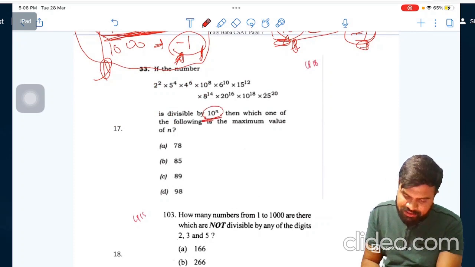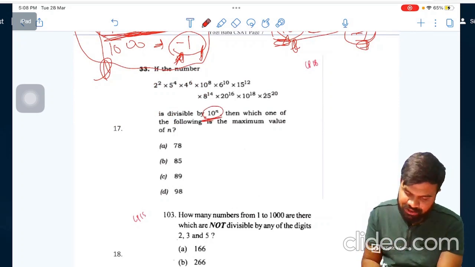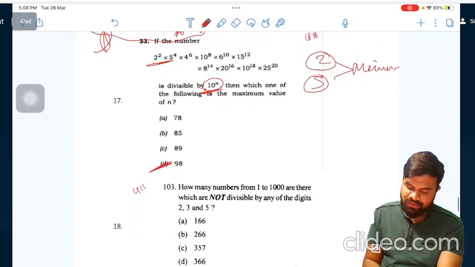Now again, this is a simple question. This should be left as homework because we have discussed the same question. Again, just find the powers of 2, find the powers of 5, and go for the minimum. In this case, the answer will be 98. I have already done that, so I won't be doing it again.